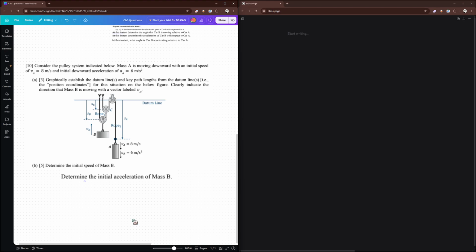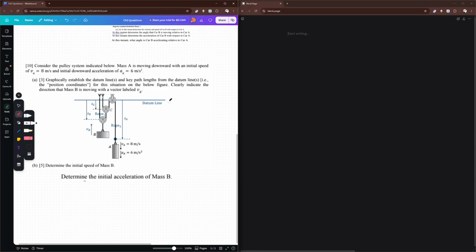Consider the pulley system indicated below. Mass A is moving downward with an initial speed of VA equals 8 meters per second and initial downward acceleration of AA equals 6 meters per second squared. Graphically establish the datum line and key path lengths from the datum lines, i.e. the position coordinates for this situation on the below figure. Clearly indicate the direction the mass B is moving with a vector labeled VB. I guess that stuff's already done.